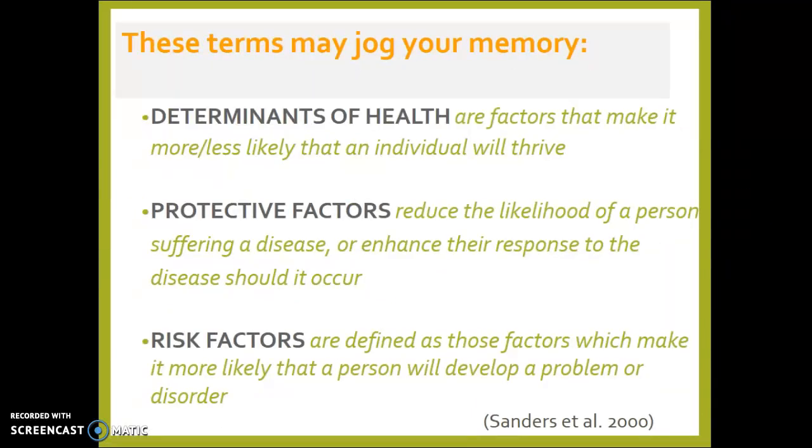So some of these terms should jog your memory. So some of the determinants of health, the protective factors and the risk factors. So the determinants of health are those things that will make it more or less likely that an individual will thrive. Protective factors, they reduce the likelihood of a person suffering a disease. So some of those things that we can do to ameliorate disease. And the risk factors, those factors that make it more likely to develop a problem or a disorder.